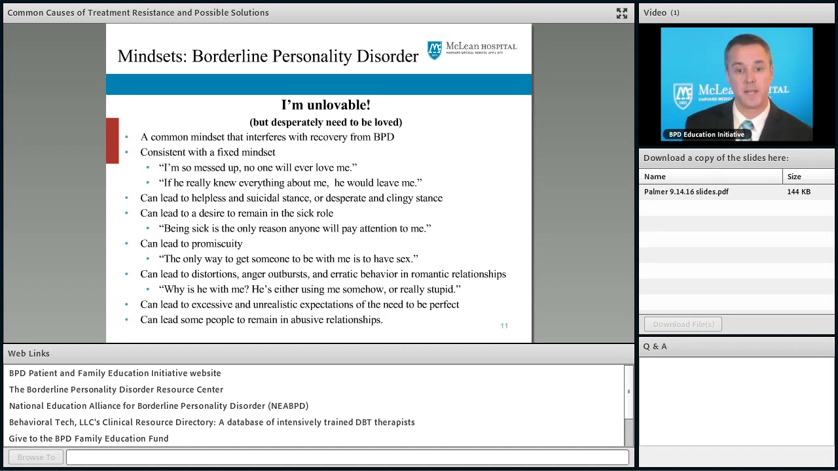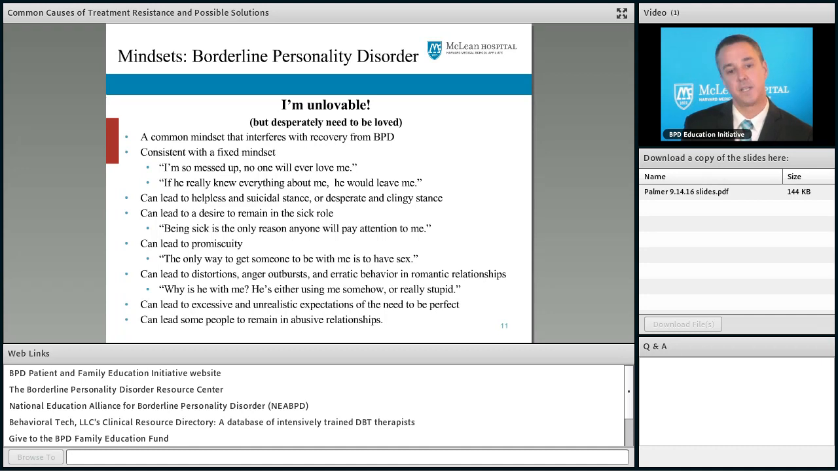It can lead some people to promiscuity. The only way to get anyone to pay attention to me is to have sex with them. It can lead to distortions and anger outbursts and erratic behavior in romantic relationships. So they'll ask themselves, why is this guy with me? For a heterosexual woman, why is he with me? And she'll get suspicious of him and say, well, he's either using me somehow or he's really stupid. And then that evokes anger.